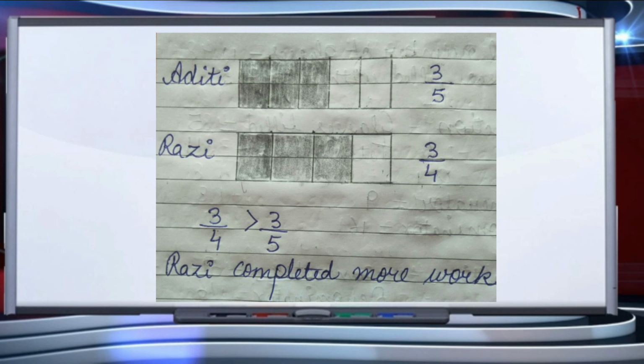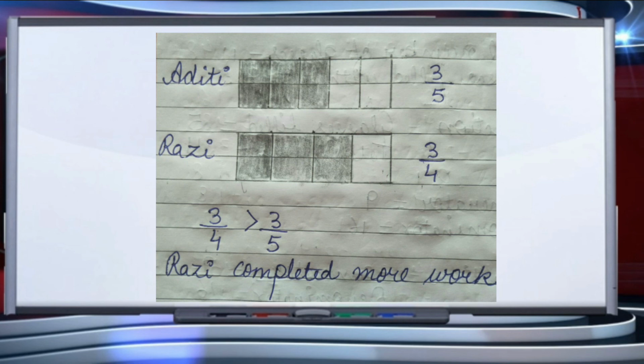In this 5 parts are there. Here in Raji 4 parts are there. The length should be equal in this 5 parts and 4 parts. Now when we shaded these 3 parts out of 4 parts and 3 parts out of 5 parts, it is clear from the picture also that 3/4 is more than 3/5. That means Raji completed more work.